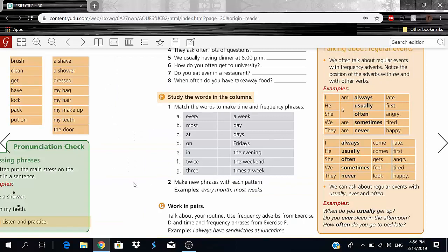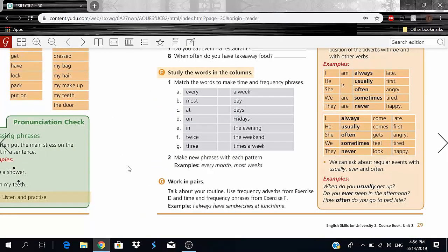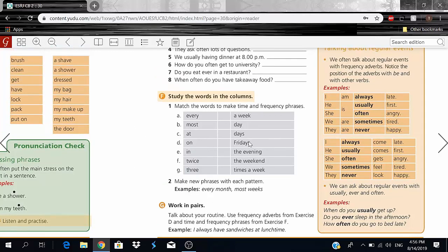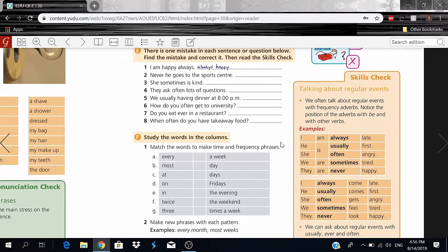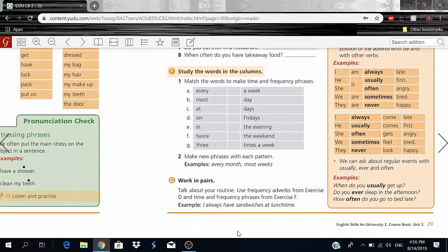Now, let's move on. What do we have? Do we have anything else? Oh, we have working in pairs. So you want to talk about your routine, but I want you guys to now use frequency adverbs, okay? And you can obviously use these exercises here to your advantage, and if you have any confusion, you can always go back to the skills check. But the point here is to kind of have better confidence when talking about your routine, okay?